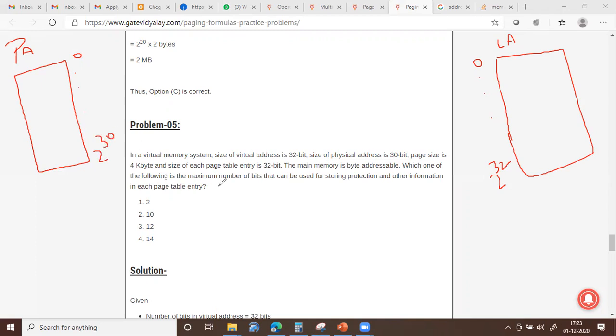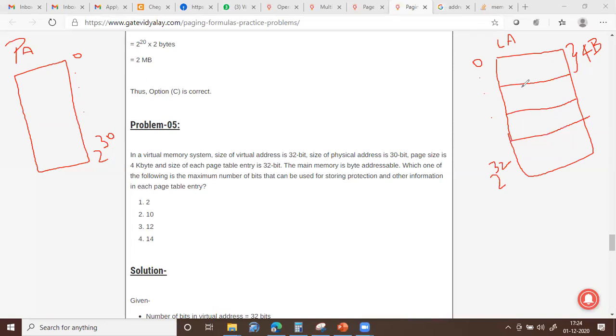The page size is 4 kilobyte. Normally we use the term page in the logical address space. But page size and frame size are both the same, right? So page size, you can take it as frame size also. So it is 4 kilobyte. So each page size, there are many pages.